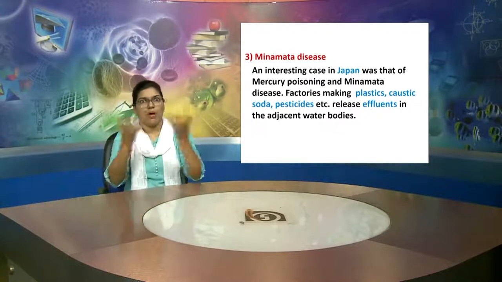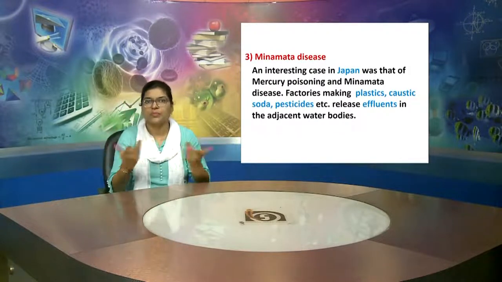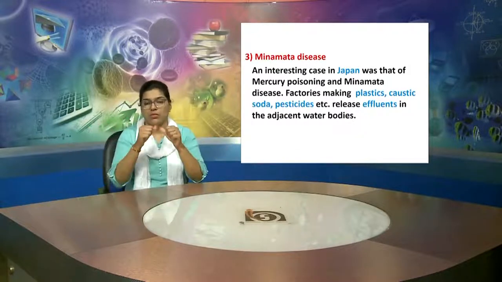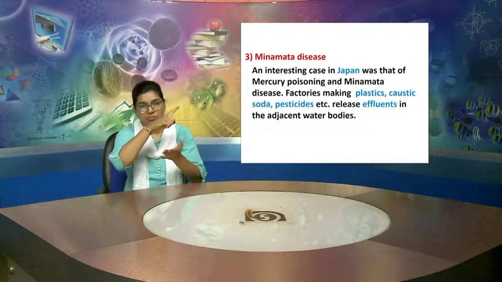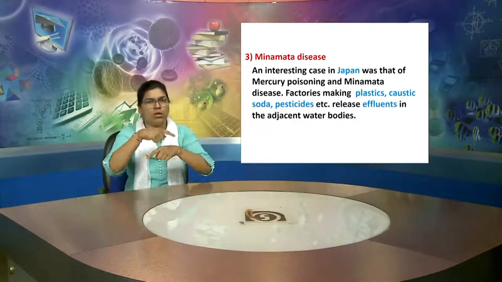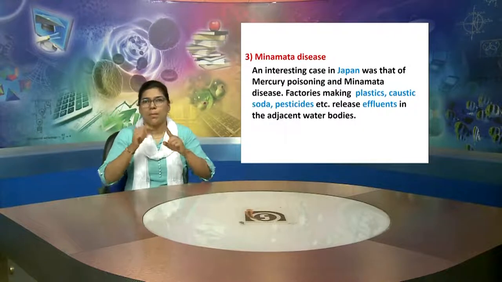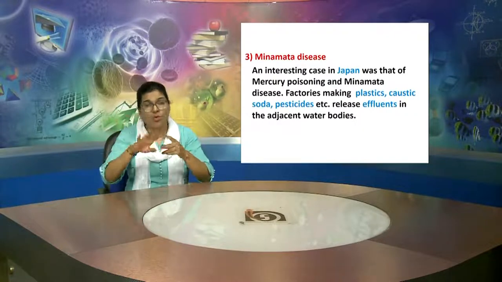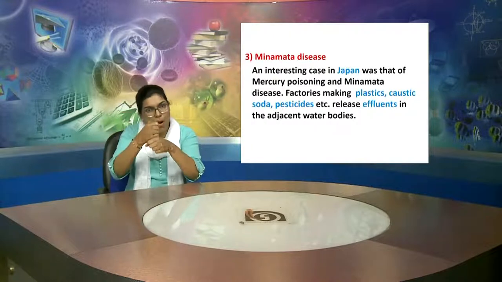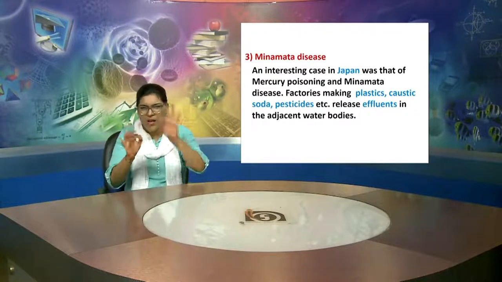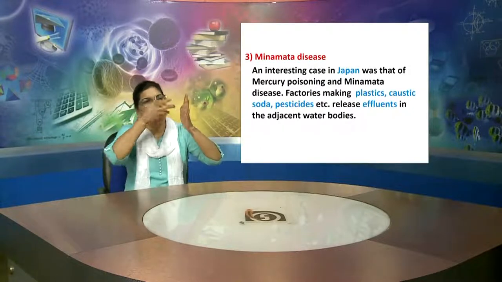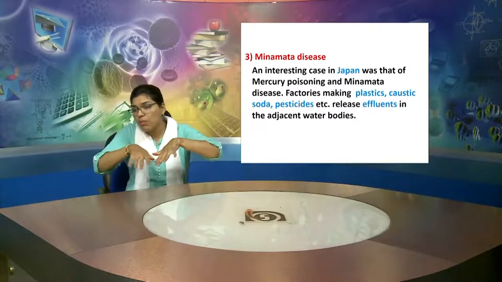Now this is the third point, which is a local backlash. This is about Minamata disease. This is an interesting case of Japan. In Japan, there was mercury poisoning and a disease which was named Minamata disease.